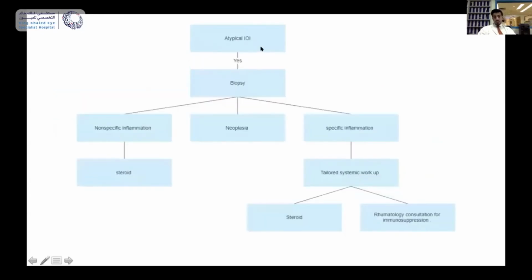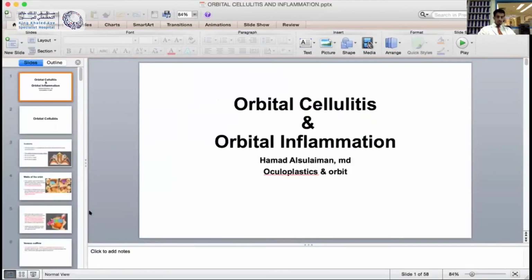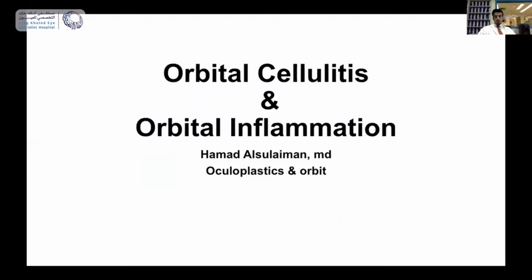For atypical cases, usually we go for biopsy if it's a tissue with low morbidity, like the lacrimal gland or orbital fat. If it shows non-specific inflammation, you start steroid. If it shows neoplasia, treat accordingly. And if you have a specific inflammation, so we'll repeat the slide now.